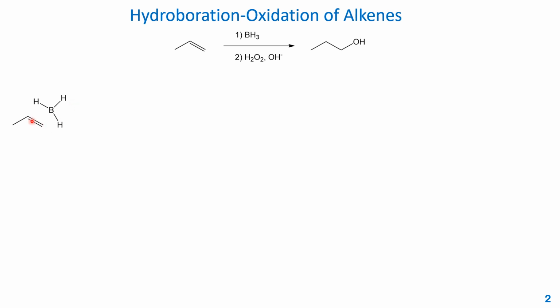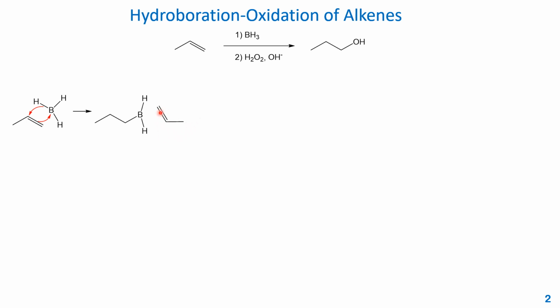So the pi electron from this alkene will attack this boron, and at the same time, the hydride on the boron will shift to this carbon. This gives you the propyl boron as the neutral intermediate. A general name is called alkyl boron. And you still have 2 hydrogens on this boron. They actually can do further hydroboration again with another molecule of this alkene, the propene.